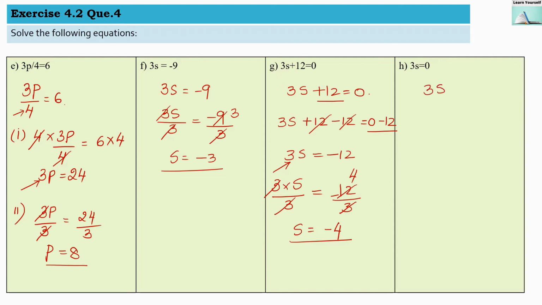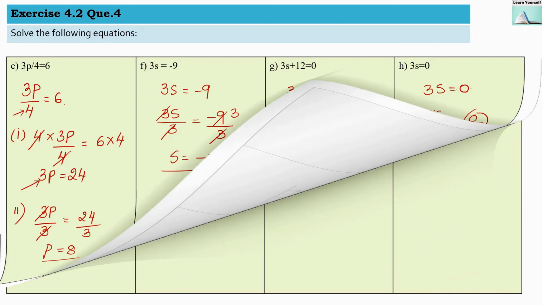3s equals 0 is our next equation. Here to remove 3 and to make our variable separate, we are going to divide by 3 on both sides. So towards LHS also we are going to divide by 3. So this 3 and this 3 will get cancelled out. 0 divided by 3 will give us 0. So that is how we got our answer, that is s equals 0.